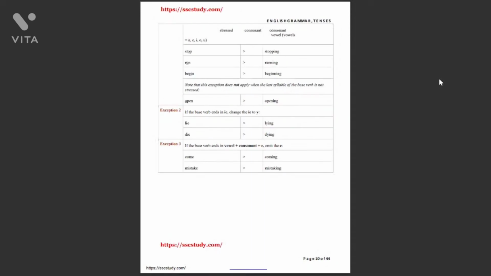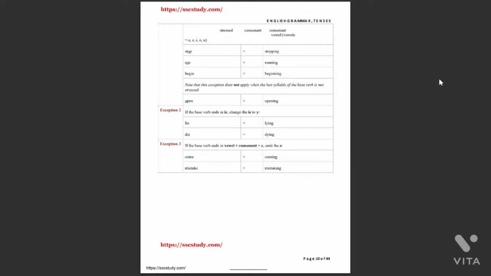Like as I said before, S, T, O, P, P, I, N, G. Okay, stopping, running, beginning. If you observe the last letter of the word stop, P is a consonant, so we are adding P there. Run, N is a consonant, we're adding N there. Beginning is like N there. Okay, so note that this rule does not apply when the last syllable of the base verb is not stressed, like open, opening. Here we don't have a stressed consonant, so there is no extra N over there.